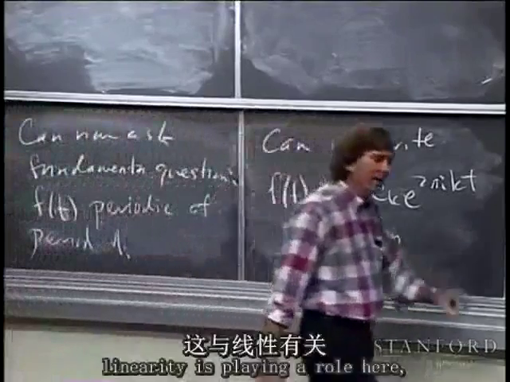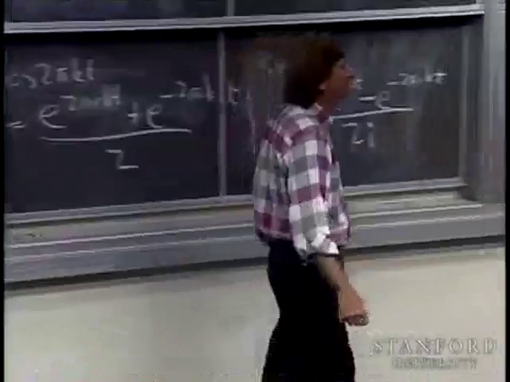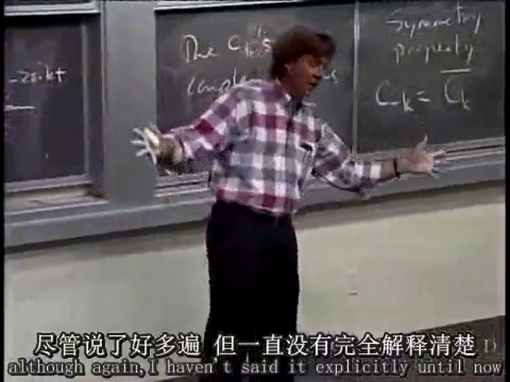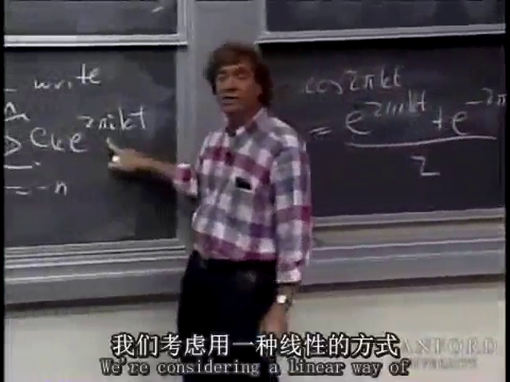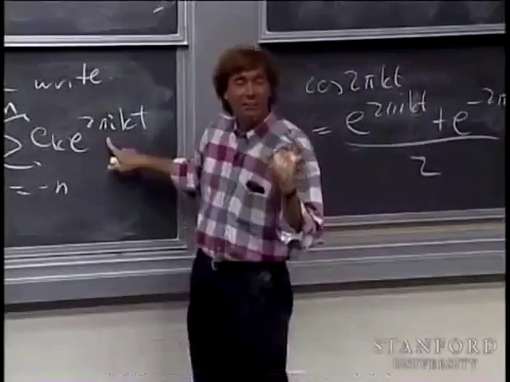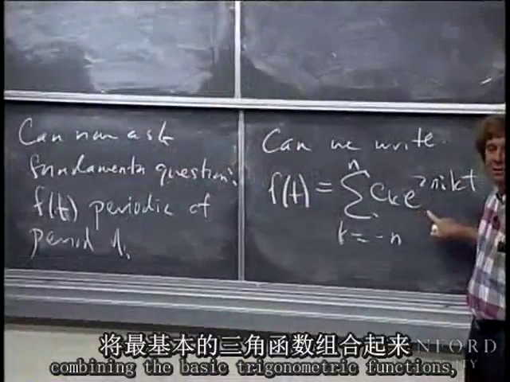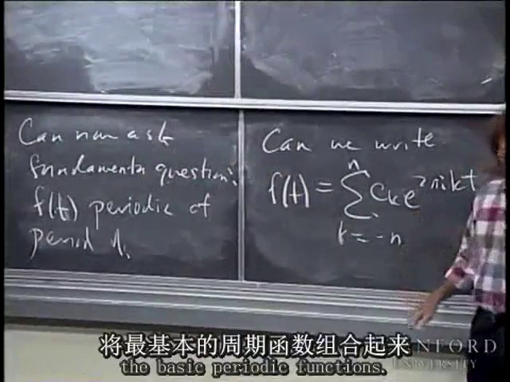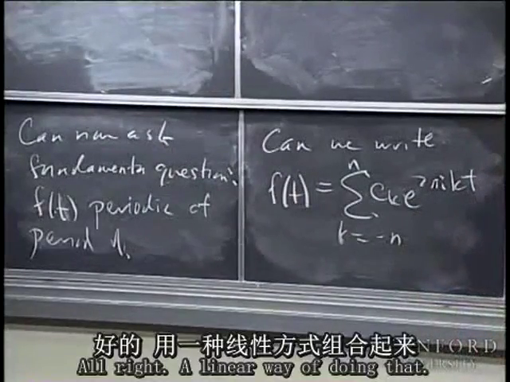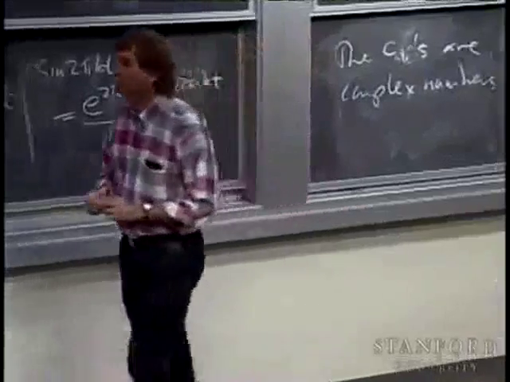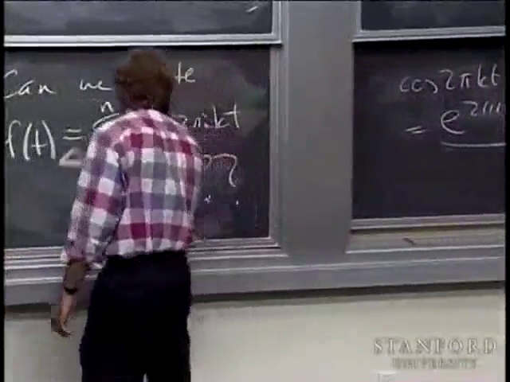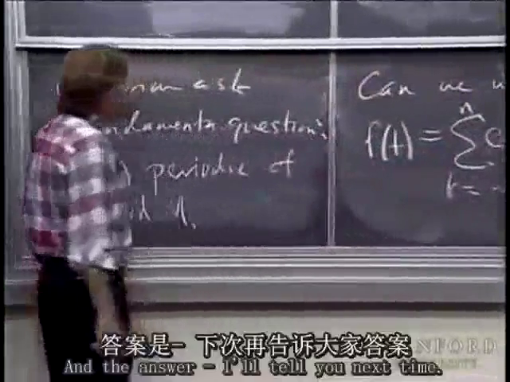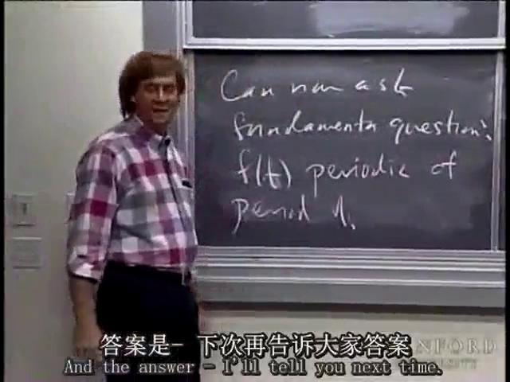All right? By the way, linearity is playing a role here, although I haven't said it explicitly until now. We're considering linear combinations of the basic building blocks. We're considering a linear way of combining the basic trigonometric functions, the basic periodic functions. All right? A linear way of doing that. So that's the fundamental question. And the answer, I'll tell you next time.